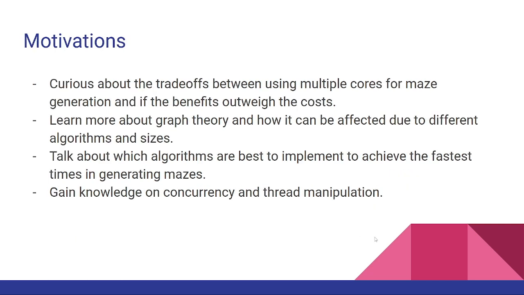The motivations of our project were to gain even more knowledge on concurrency and thread manipulation. We wanted to talk about which algorithms are best to implement to achieve the fastest time in generating mazes. We were curious about trade-offs between using multiple cores or a single core for maze generation, and whether the benefit outweighed the cost. We also wanted to learn more about graph theory and how it can be affected by different algorithms and sizes.